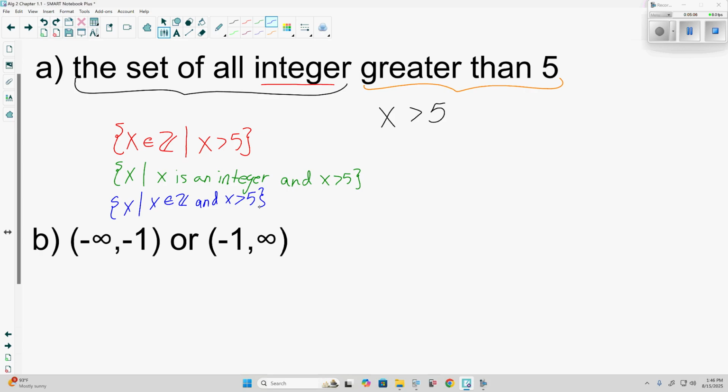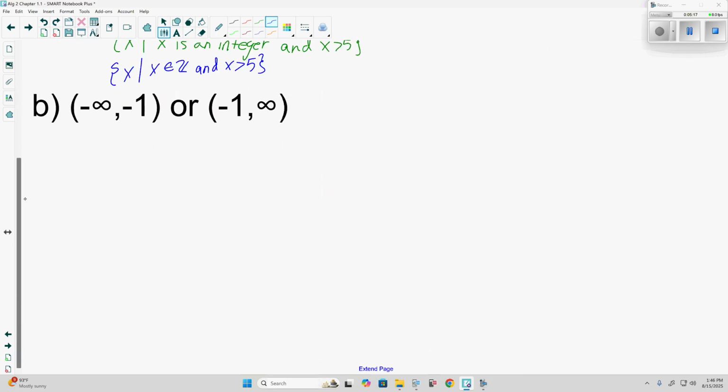Questions for this here? We feel good with the first one? Yes? All right. We ready to look at B? We have from negative infinity to negative 1 or from negative 1 to infinity. Did they tell us what set of numbers that we're looking at? Not directly, not like the first one where they said the set of integers, but they gave us an interval.